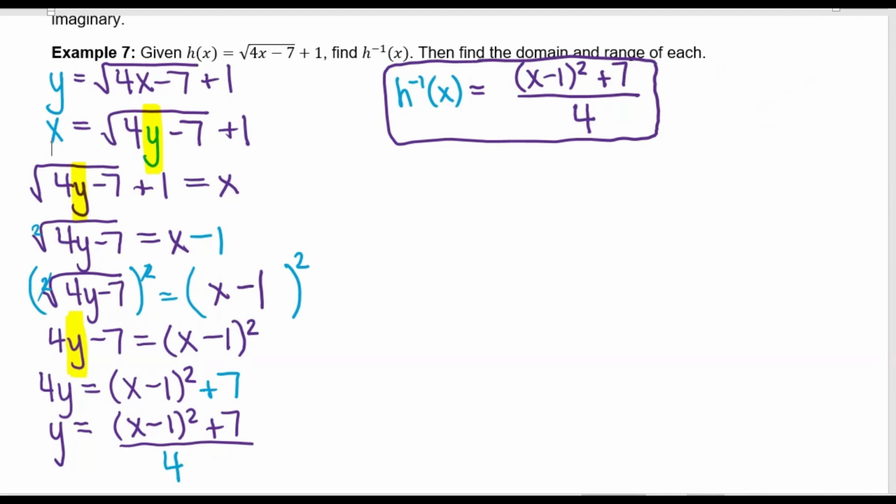So we still need to find domain and range. I'm going to go back to the little domain and range chart.